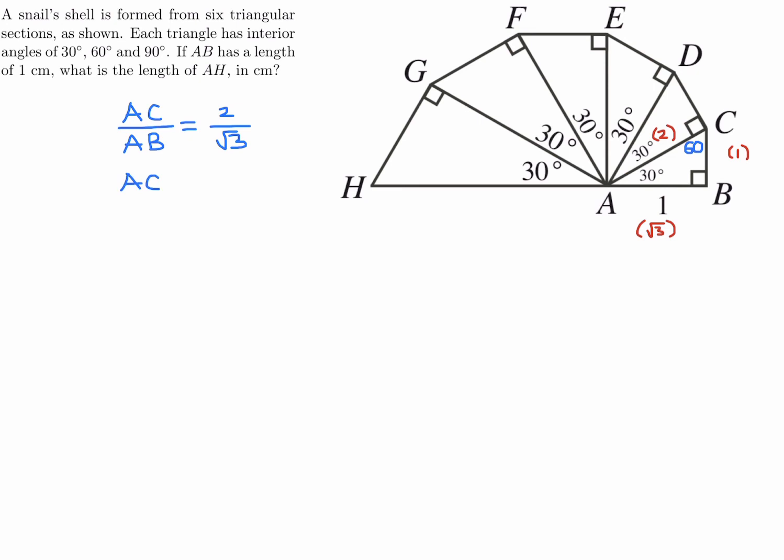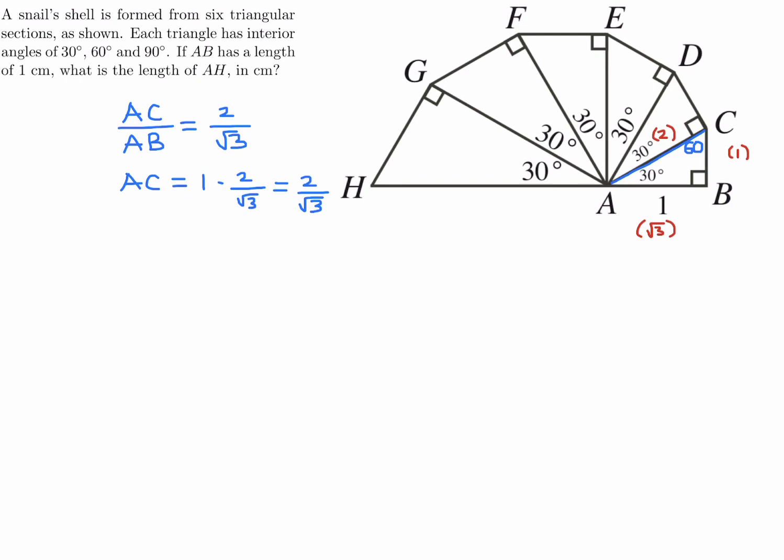But AC can be calculated in terms of an actual value because AB is 1. So if you cross multiply, this just becomes 1 times 2 over root 3, and therefore AC is just 2 over root 3. So we got the first one, AC.